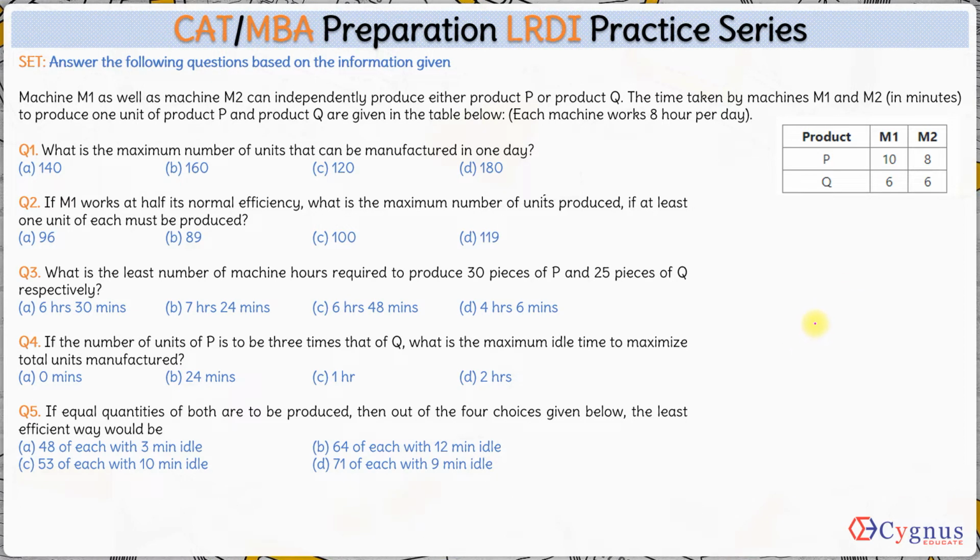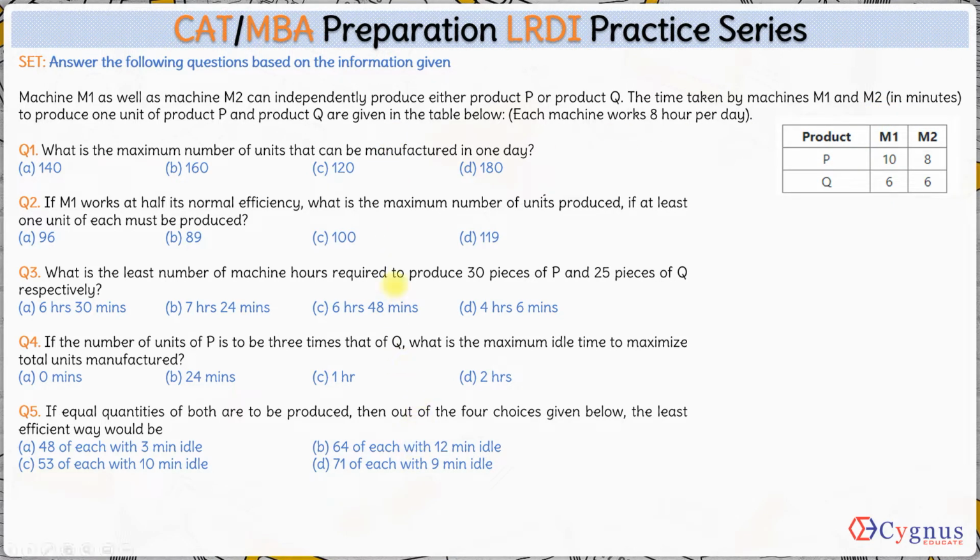Hi. So coming to this question, here we have two machines, machine M1 as well as machine M2. They can independently produce either product P or product Q, and the time taken by machines M1 and M2 in minutes to produce these products is given below. So to produce 1 unit of P, M1 takes 10 minutes whereas M2 takes 8 minutes. Similarly, to produce Q, M1 and M2 both take 6 minutes each. Okay. So based on this data that is given, a very simple table, we have to answer the following 5 questions.